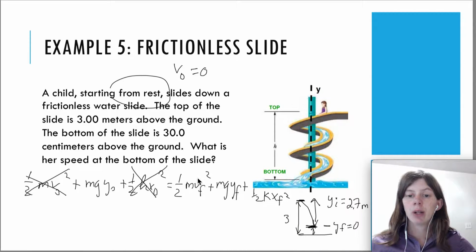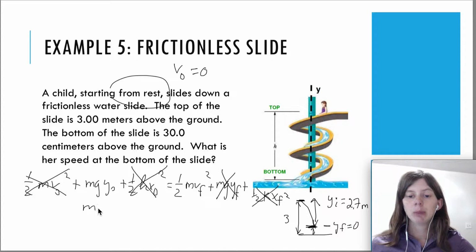v final is not 0. That's what we're looking for. What's the speed at the bottom? Now, the final gravitational potential energy here is 0 because we set the y final to be 0 at the bottom of the slide. So if y is 0, that means mgy is 0. There's no spring, so we cross out the spring energy term. So what looks like a complicated equation only has 2 terms left. And now we can solve for v.